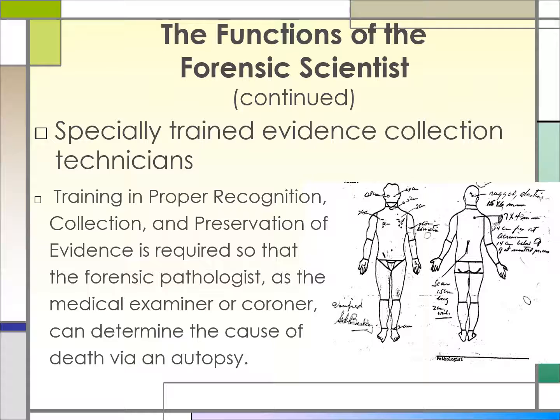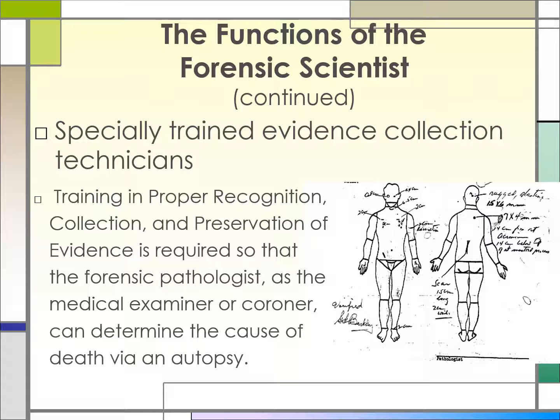Also functions of the forensic scientist: special training in evidence collection techniques. The training and proper recognition, collection, and preservation of evidence is required so that the forensic pathologist, as the medical examiner or coroner, can determine the cause of death via an autopsy.